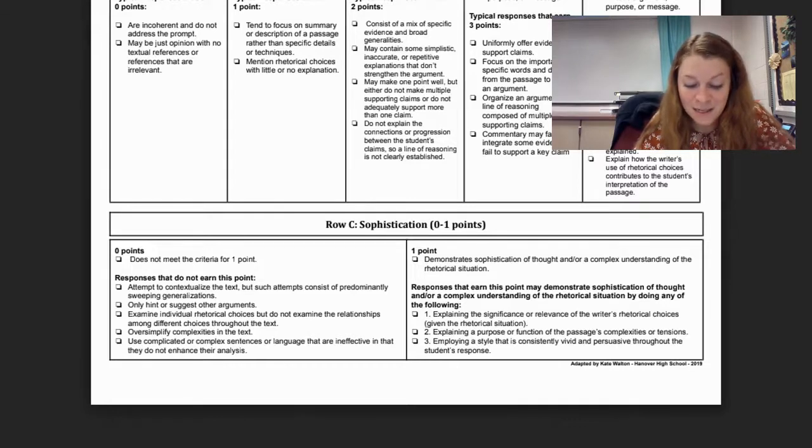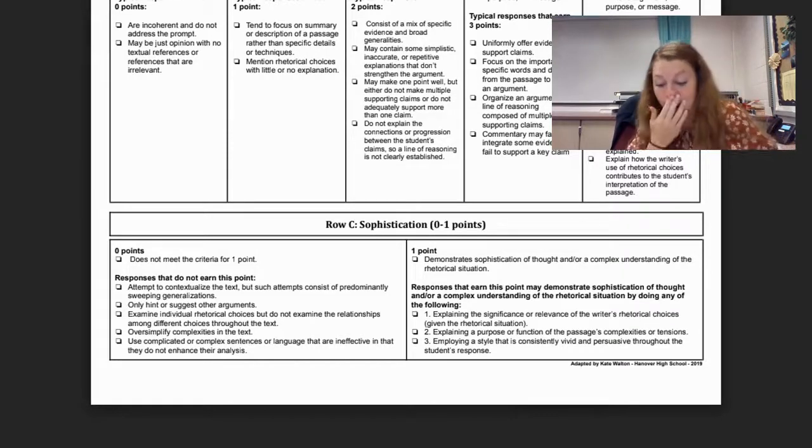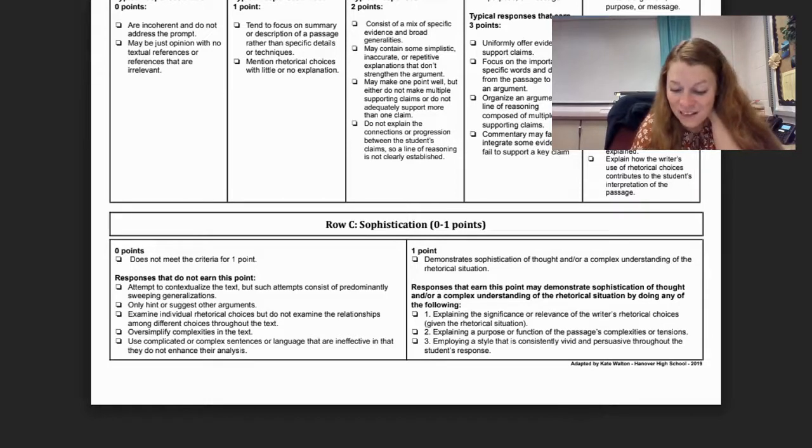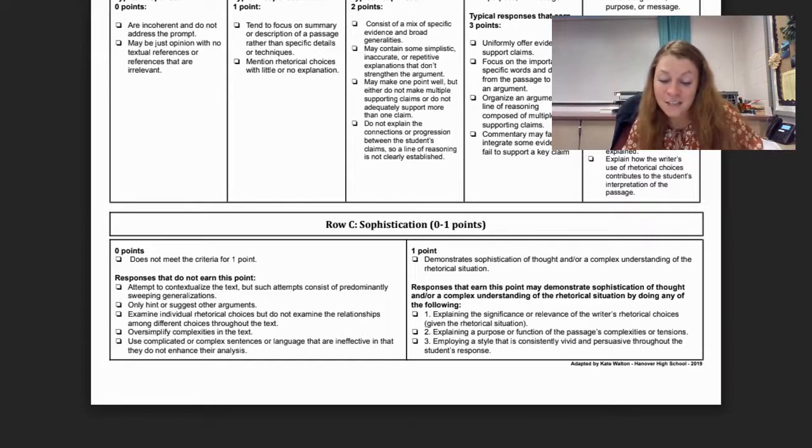So yeah, it's basically making sure that your subject is first and that you're just getting to the point. You're not using extra words to fill in. Now, if you do earn this point, it's basically your essay was extremely impressive. It was well crafted. The writer is an intellectual tour guide, basically, and they use a mature style, and it really pops. So basically, you do this by explaining a purpose or function of the passage's complexities or tensions, and you employ a style that is consistently vivid and persuasive throughout the student's responses.